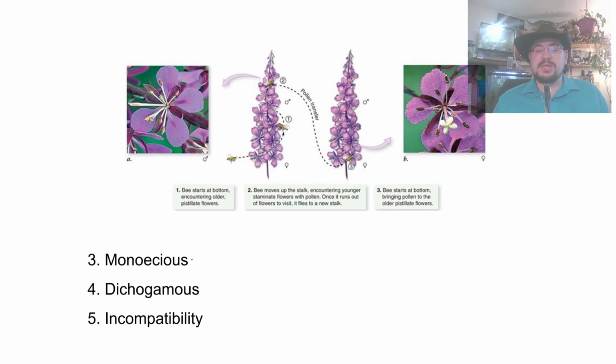So, monoecious, on plants you have separate male and female structures in the same plant. Basically, you have flowers with both male and female structures present. So the male and female structures are present on the one plant.